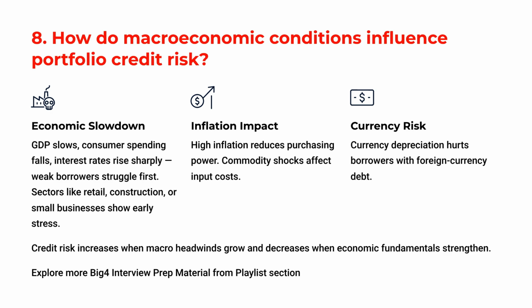How do macroeconomic conditions influence portfolio credit risk? Macroeconomic factors shift default probabilities. If GDP slows, consumer spending falls, or interest rates rise sharply, weak borrowers struggle first. Sectors like retail, construction, or small businesses may show early stress.